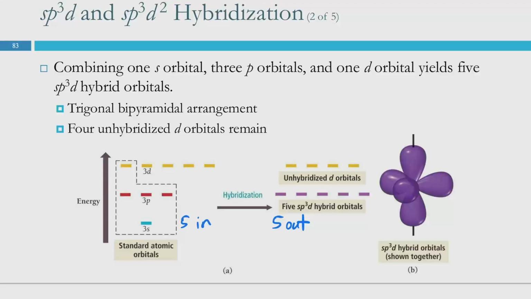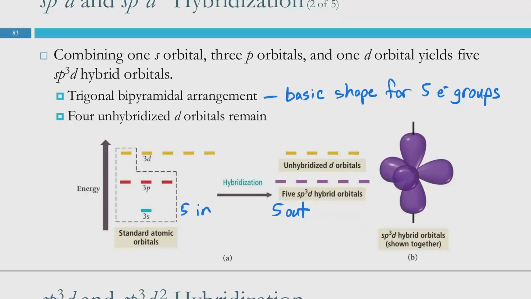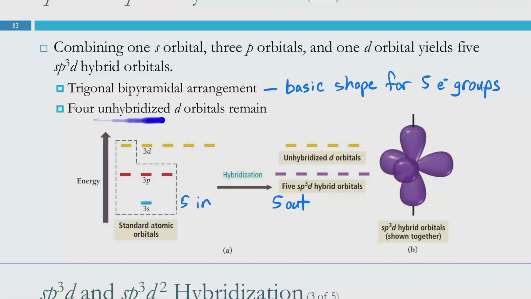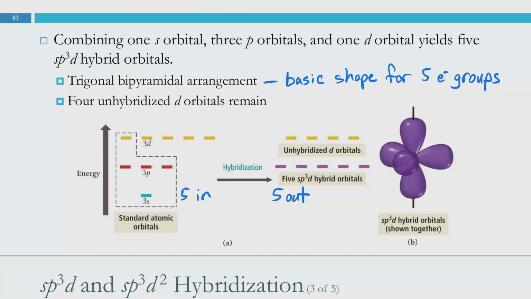And this has trigonal bipyramidal arrangement. This is what I've been referring to as the basic shape for 5 electron groups. And it's always going to be that shape for sp3d. We've also got 4 unhybridized d orbitals that are left over.